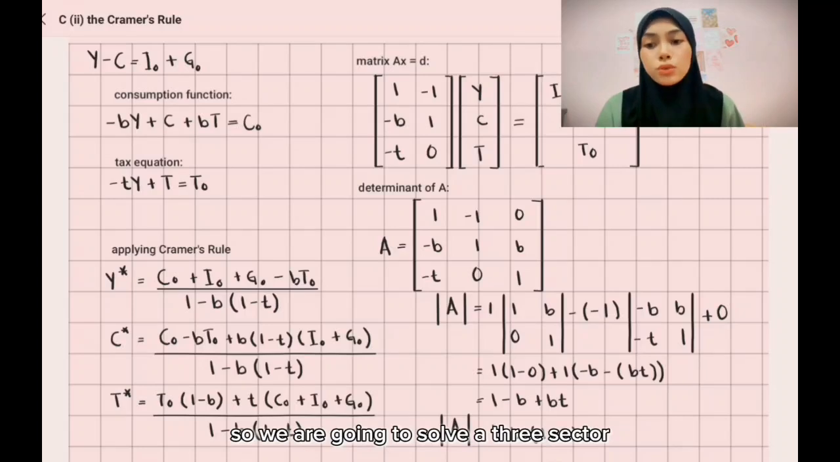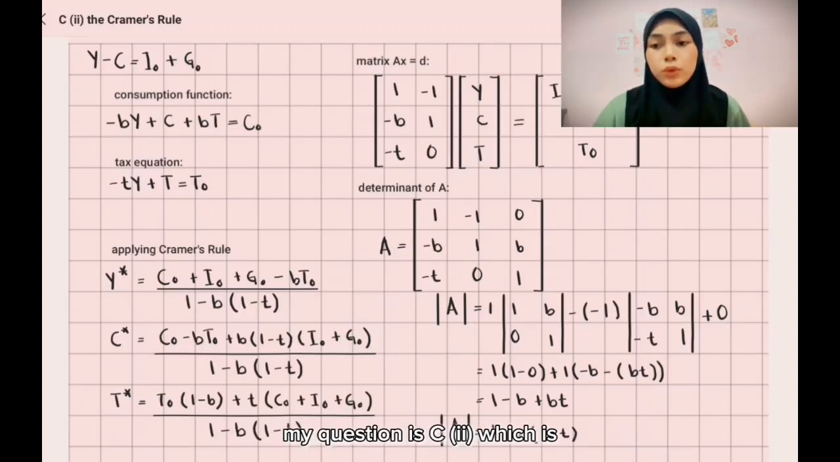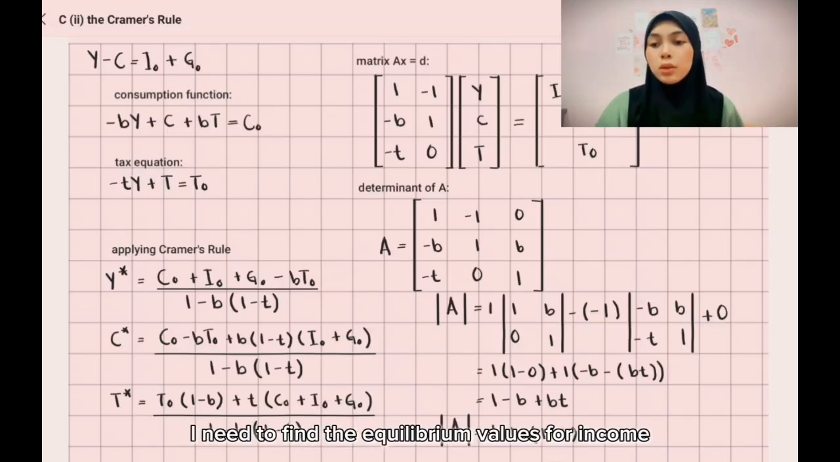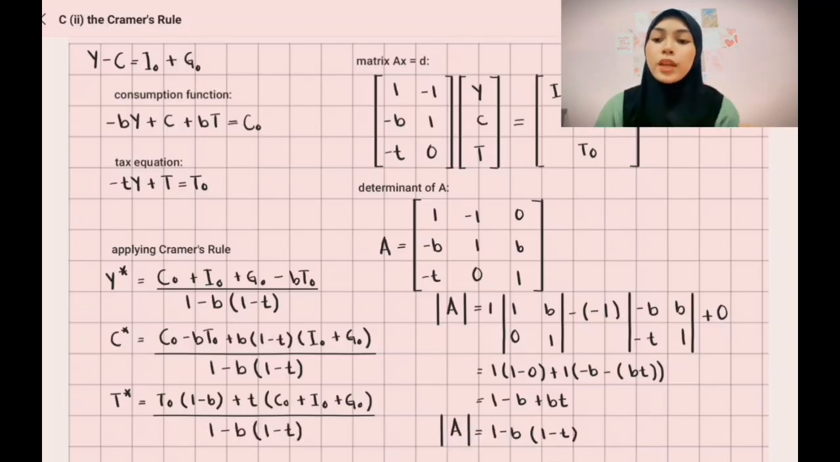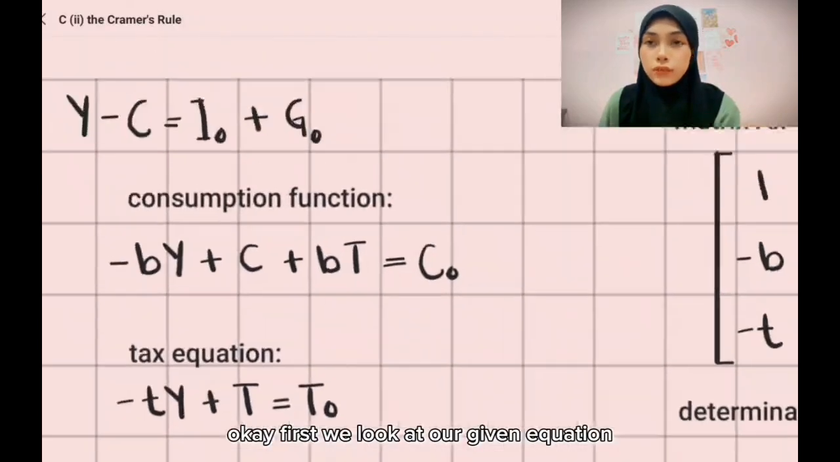So, we are going to solve a 3-sector national income model. My question is C2, which is I need to find the equilibrium values for income, consumption, and tax using Cramer's rule. Okay, first we look at our given equation.